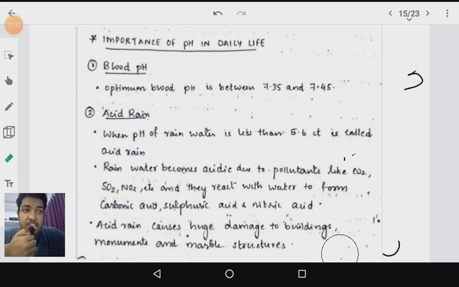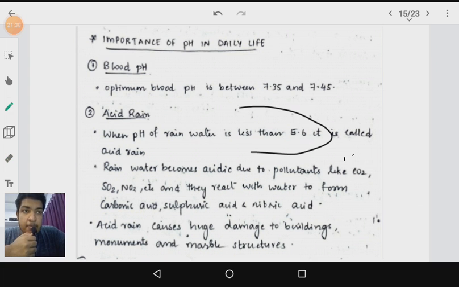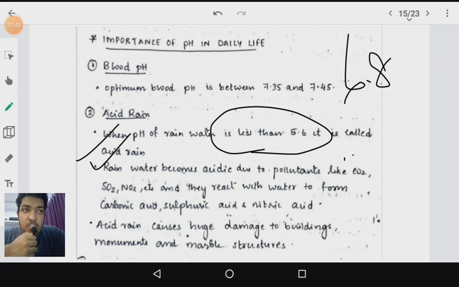Second application is related to the acid rain. So when the pH of the rainwater is less than 5.6, sometimes it can become too acidic. In that particular case, it is known as acidic rain. In the normal case, the rainwater has a pH of 6.8. So when it is turning acidic, then its pH is 5.6.